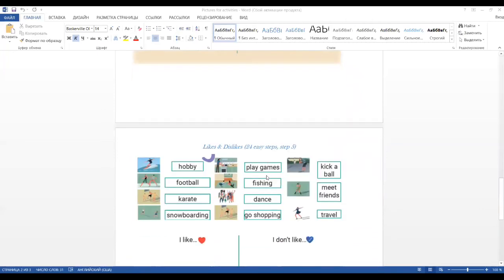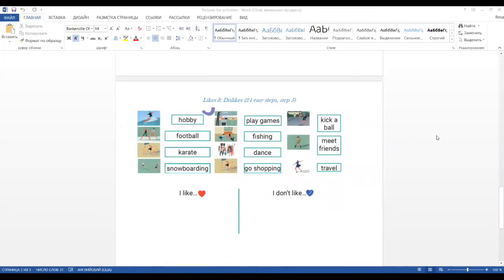Or it can be even like this. So you have a list of words that you want them to use. So we have the picture and the word, and they should write, not just the words, but like, I like playing football, or I don't like fishing. So again, there are a lot of different variations of this likes and dislikes game.